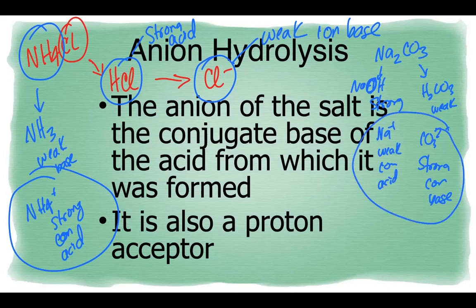So you put a salt together where the cation is a weak conjugate acid and the anion is a strong conjugate base. So the pH is going to be greater than 7 because of that one.